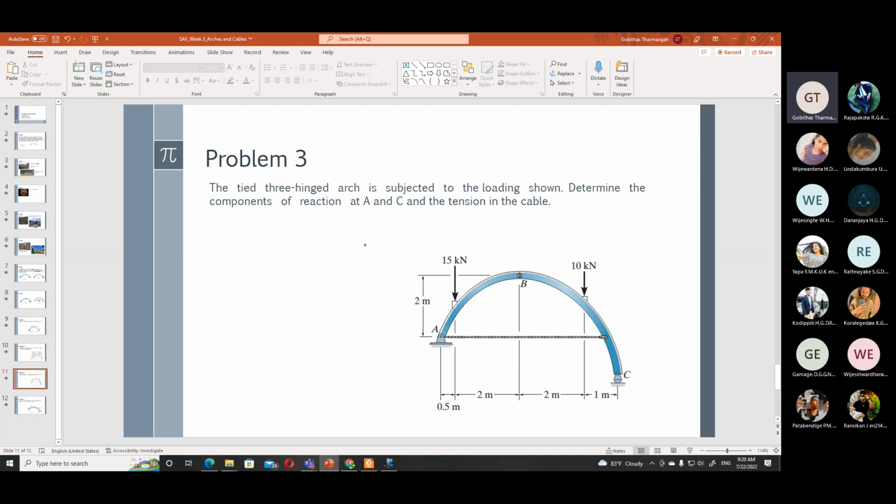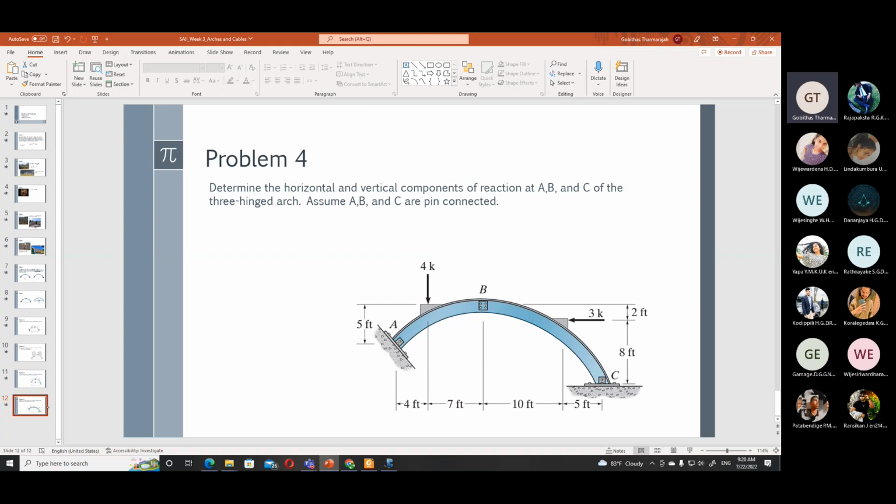Then determine the components of reaction at A and C and the tension in the cable. Once you have found the support reactions at A and C, B is a hinge, so you can cut this, and you can cut this as well. Then you can find the support reactions. If you take this one, the horizontal and vertical components of reactions at A, B, and C of the three-hinged arch: A, B, C are pin connected. A is pin, B is pin, C is pin.